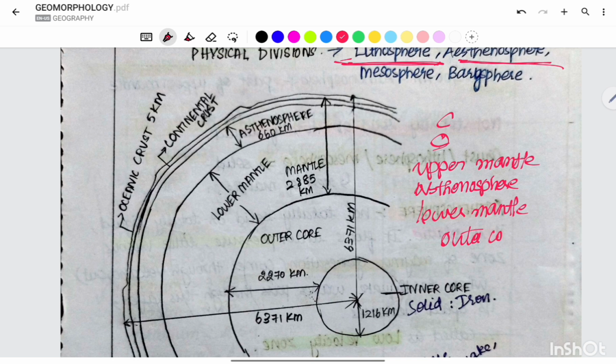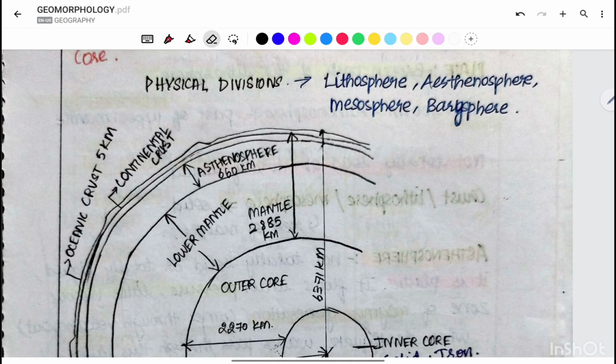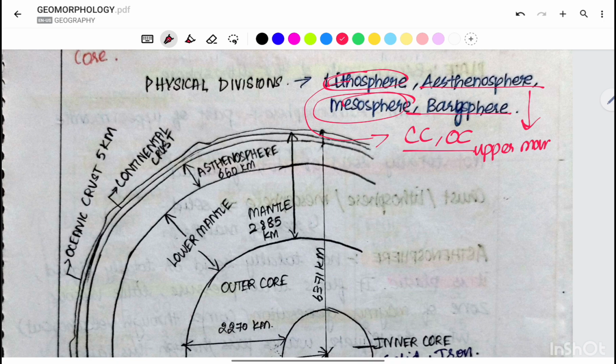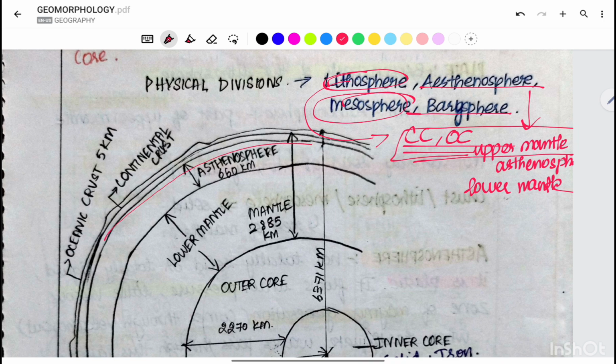Outer core, and then we have the physical divisions of the Earth, which include lithosphere, asthenosphere, mesosphere, and barysphere. Lithosphere is divided into the continental crust and oceanic crust. Asthenosphere. So now, upper mantle, asthenosphere, and then we have the lower mantle. Lithosphere is nothing but the continental crust plus the upper part of the upper mantle. The uppermost part of the upper mantle is the lithosphere.